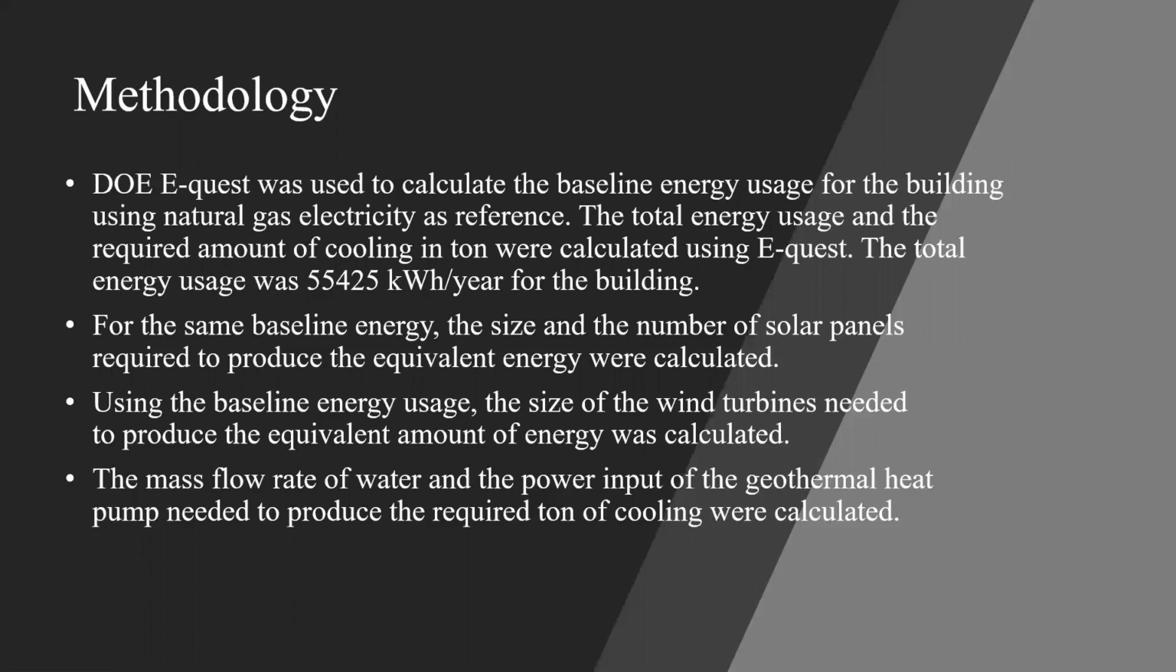And using the baseline energy, we calculated the size of the solar panels that is required to produce the equivalent amount of energy. Also using the baseline energy, we calculated the output of the turbine and the size of wind turbines we need to produce energy equal to the baseline energy. And then for the geothermal system, we calculated the power input of the heat pump, and then the mass flow rate of water required for both heating and cooling to produce the required tons for our building.